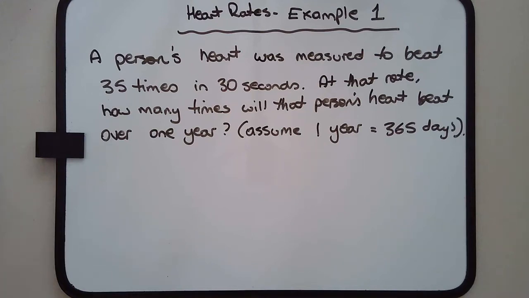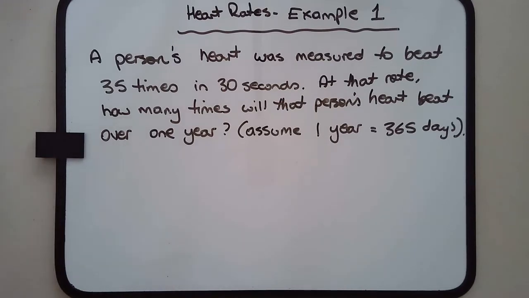Let's look at an example now on heart rates. A heart rate is a very special application of ratios and rates. Normally heart rate is measured in beats per minute. So anytime you see a heart rate quoted, normally it's the number of beats your heart beats over a time period of 1 minute.